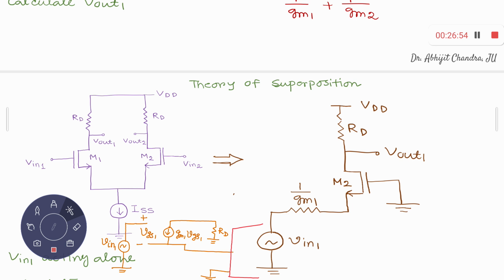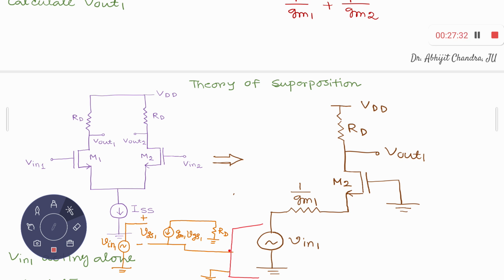Now the thing is that since this part of the circuit is disconnected from the rest of the world, this current has nowhere to go. You cannot complete the loop, because this part is not connected. So this gm1 VGS1 is equal to 0 for the calculation of this Thevenin equivalent voltage. I am coming to the resistance part later on. So if gm1 VGS1 is equal to 0, that means your VGS1 equals 0 because gm1 is not 0. So therefore this is 0.